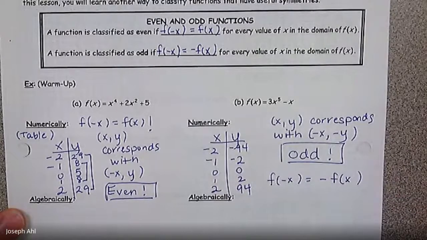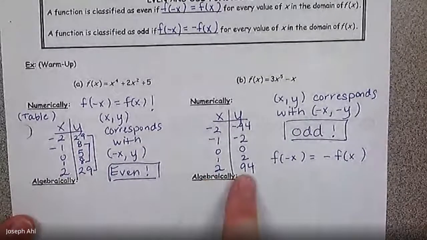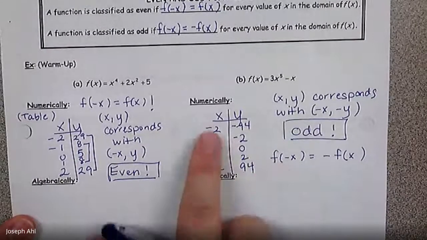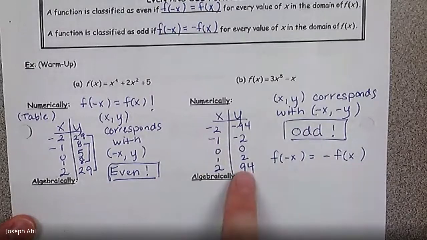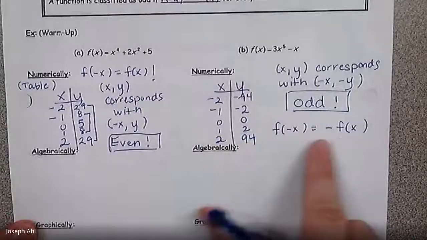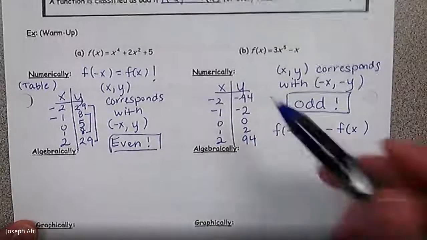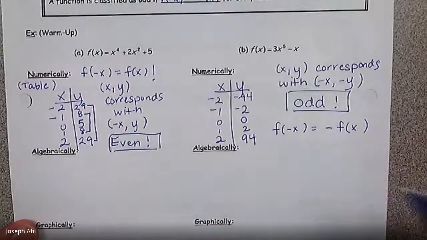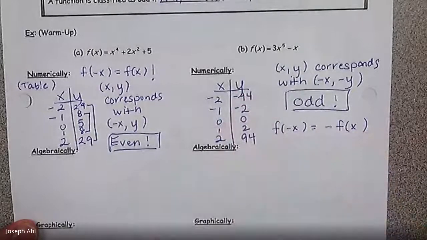So for this odd function, what we can see algebraically is that f of -x is equal to -f of x. If f of 2 is 94, what's f of -2? It should be the negated version of this y value, which it is. So that's how we interpret this function notation here. If f of 2 is 94, does f of -2 equal -94? Yes, and that holds true for all the other coordinates here.